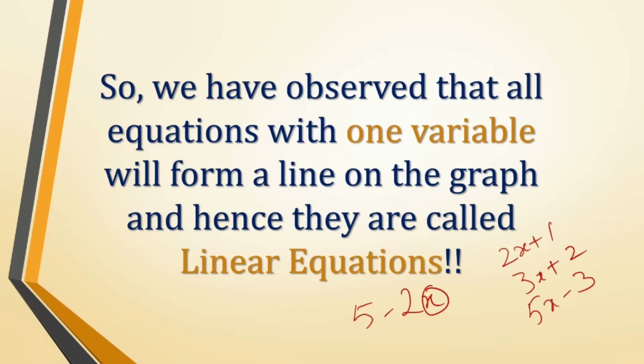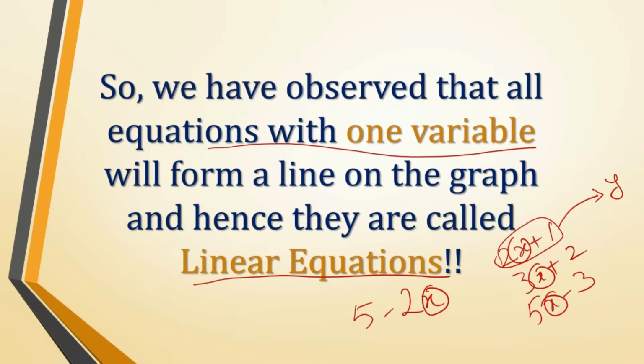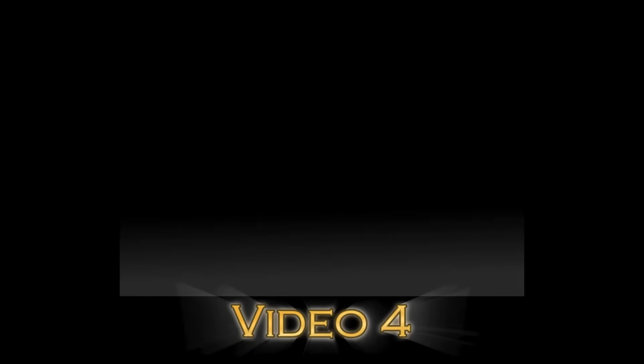All of them, you can see that there is only one variable involved in this, and this variable gives you, in terms of it, another value, which is y. So y, which is equal to the expression itself, has one variable in it. So equations with one variable are called linear equations. Basically, that's what you need to understand.